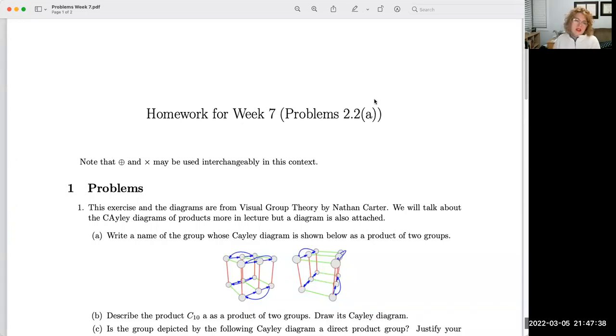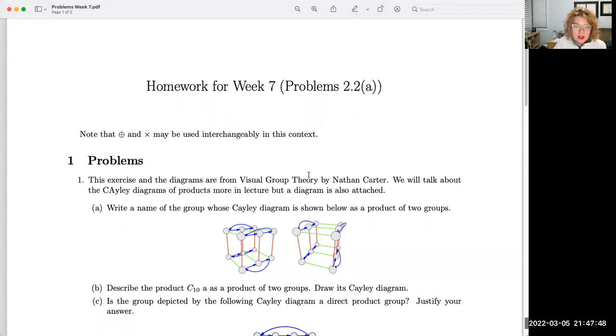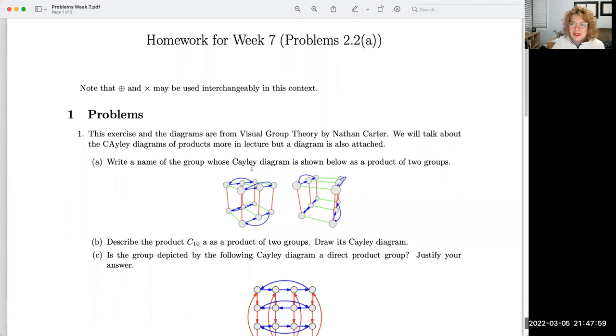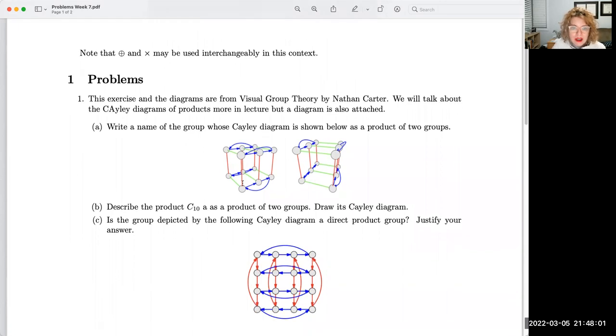Okay, so we're going to be going over this homework, the homework for week 7 on direct products. In the first one, it is a visual one about Cayley diagrams, and we're going to be going over Cayley diagrams a little bit more in the class right before the mid-course test. I said we'd go through it more in lecture, but we're actually going through it more in lecture this coming week.